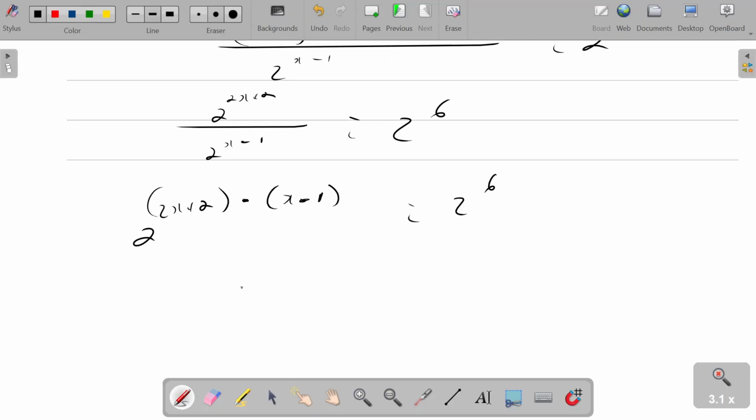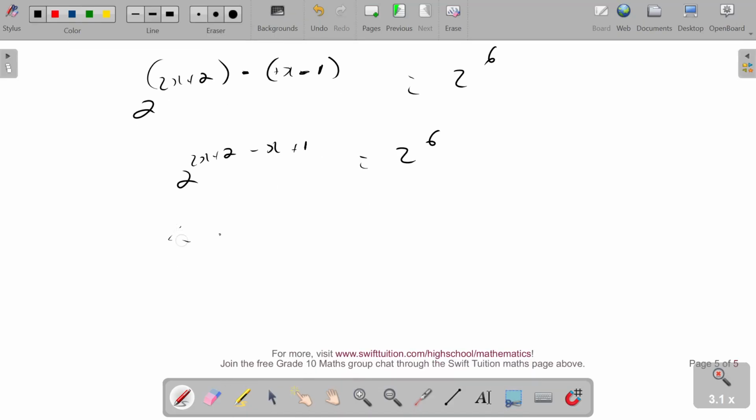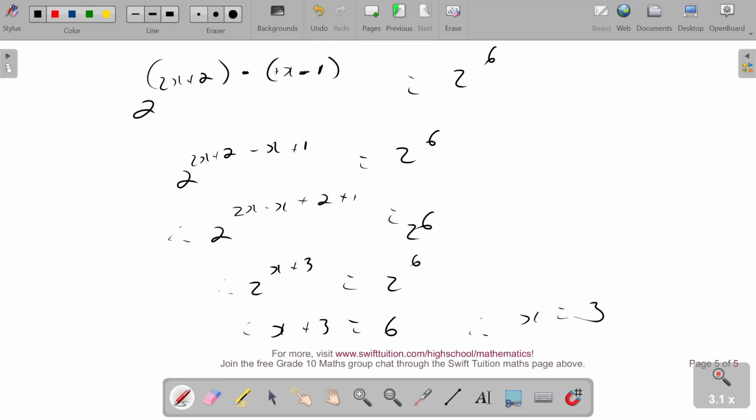That gives 2 to the power of 6. From here, I've got 2 to the power of 2x plus 2. The minus with this positive x becomes minus x, and the minus with this negative 1 becomes positive 1, and that equals 2 to the power of 6. From there, 2 to the power of 2x minus x, grouping the x's with the x's, plus 2 plus 1, and simplifying I get 2 to the power of x plus 3 is equal to 2 to the power of 6, and therefore x plus 3 is equal to 6, and therefore x must simply be equal to 3. That's how I'll derive the solution for that.